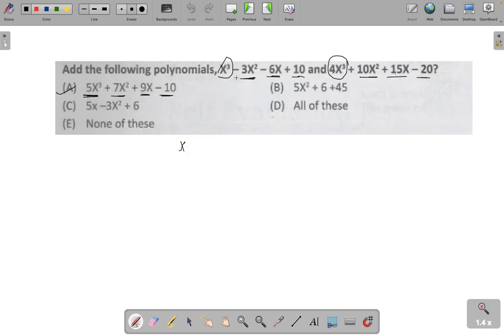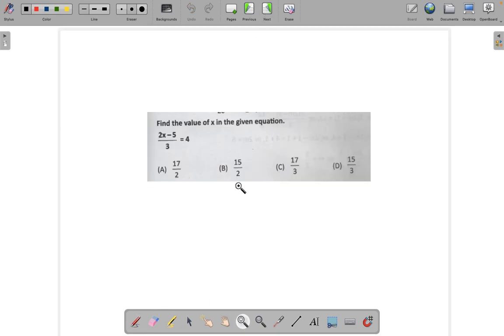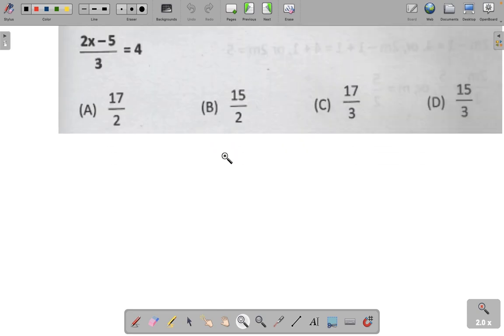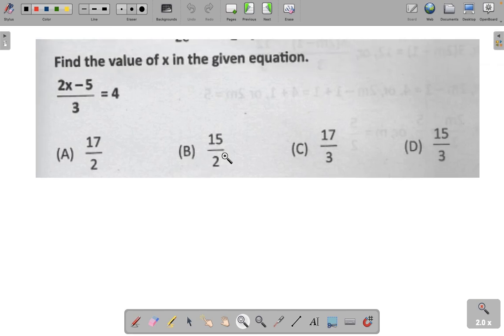Okay, so this was an algebraic expression. We added two expressions. Now we'll solve an equation. Okay, can anyone solve this and let me know the answer? Sir, answer is A. Yeah, very good.